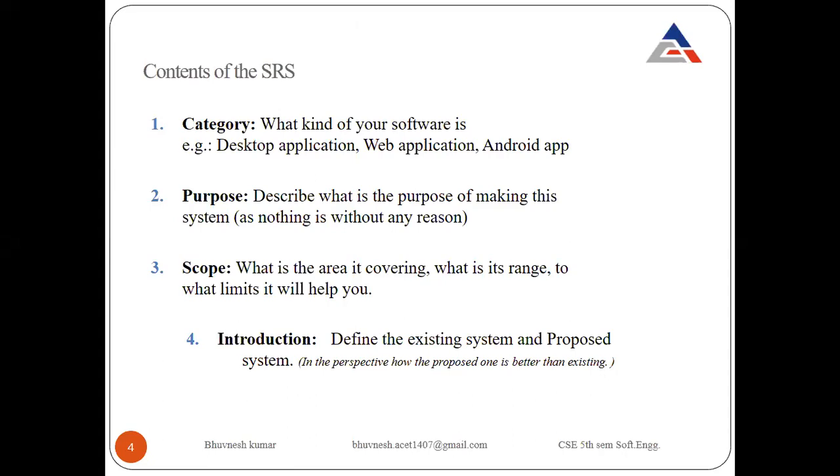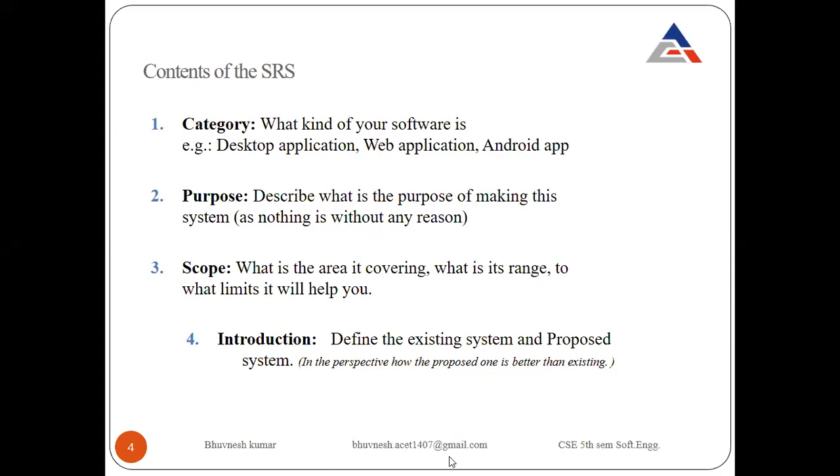If I am creating a web page or any type of web application, I will give my project name and the category that it is a web application. And if it is an Android app, I will give my project name and say it is of the category Android app. That should be mentioned in your SRS. This is the first content, that is, category. What type of category is your project? If it is library management, it is a desktop application. If it is for mobile, it should be an Android application. That category should be mentioned.